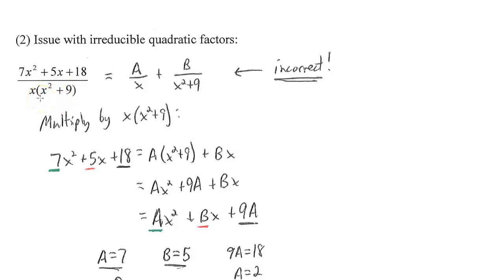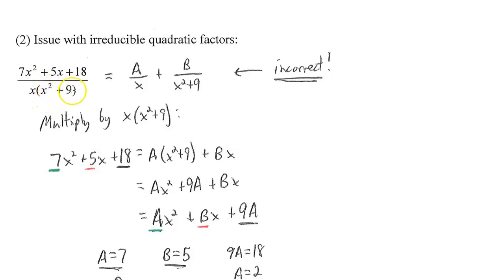Well, what we mean is that it doesn't have any real zeros. There's no number that you can plug in here that will make this 0, so it can't be factored. When we say it's an irreducible quadratic, we mean it can't be factored without using imaginary numbers.